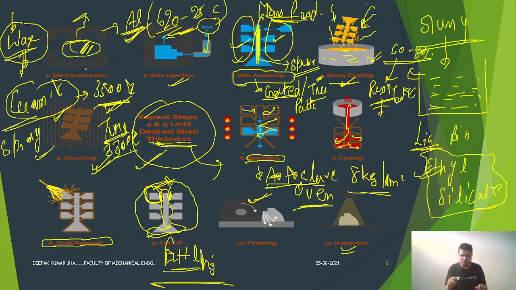And one more important thing is that in this process, an autoclave oven is used. Why an autoclave oven? To melt the wax. So this is important. And while pouring the molten metal, vacuum is maintained. Why is vacuum maintained? It can be a potential question, because if vacuum is maintained, there will be lesser chances of gas defects being introduced in this casting process, right?